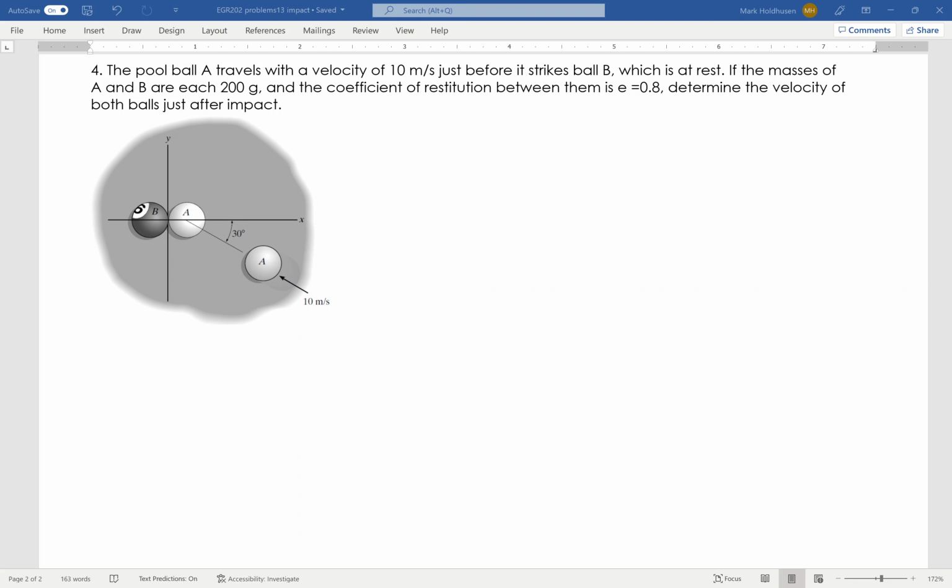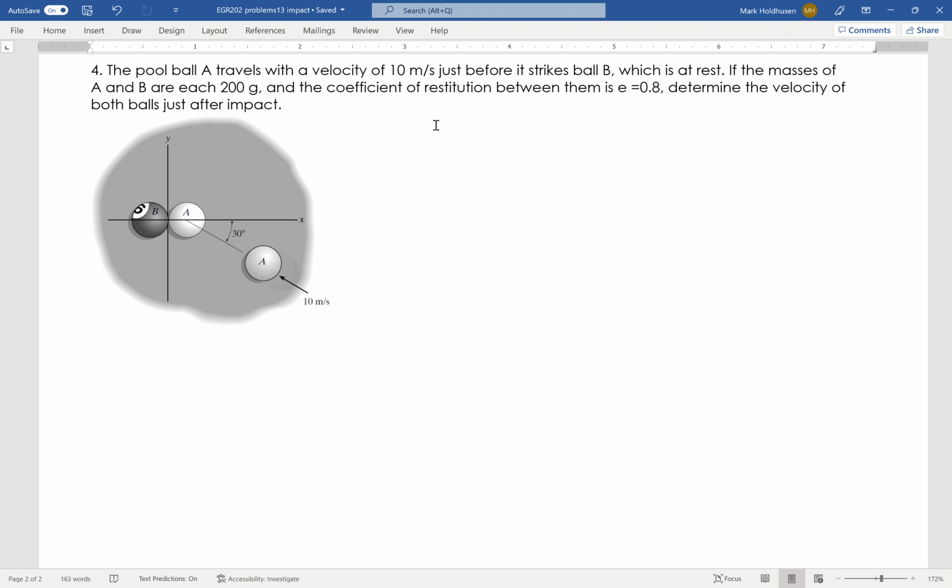Okay, so I got a couple of billiard balls. One comes in, hits the other. The first one's not moving. Second one, I'm sorry, B is not moving. A comes in at the velocity shown. Okay, and basically I want to find the velocity right after impact.